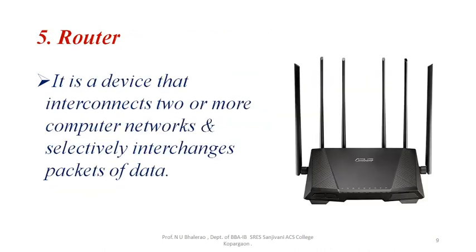Then the router. It's a technical device. Router is the part, as we see in the diagram, between the two organizations X and Y. We see that a router is compulsory. So what is a router? It is a device that interconnects two or more computer networks and selectively interchanges packet data. So it's a technical part.